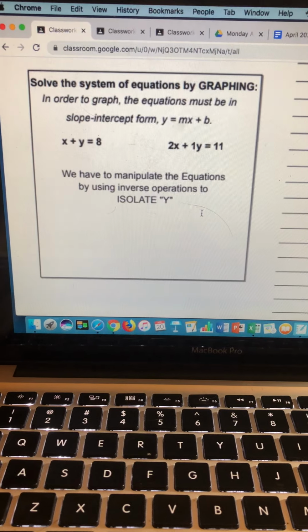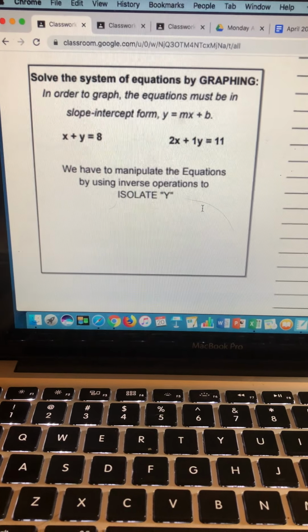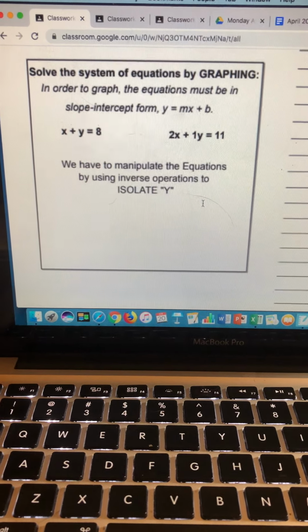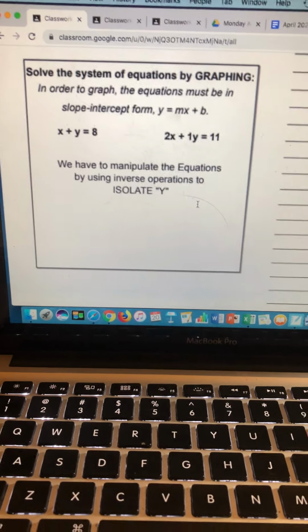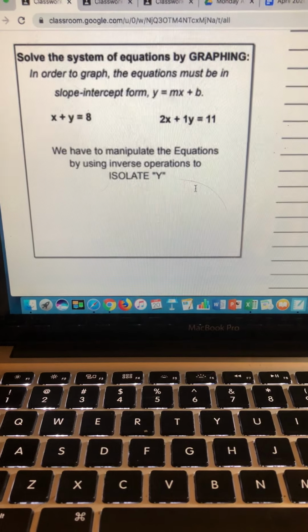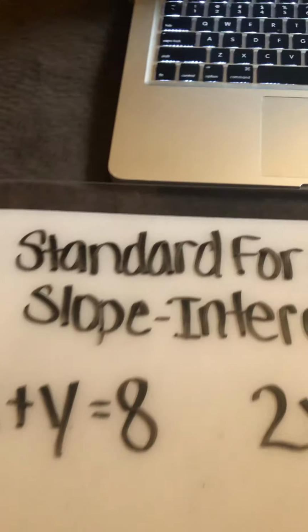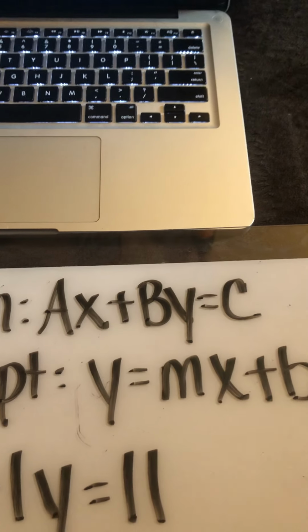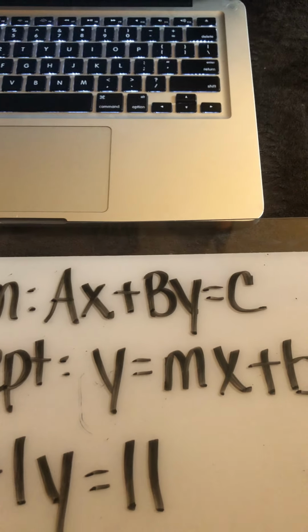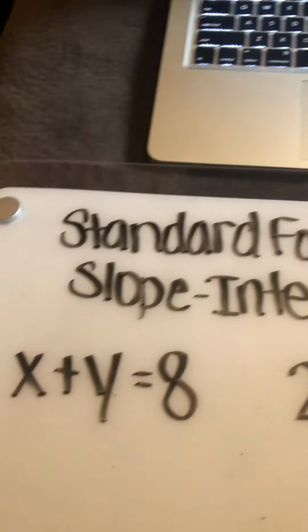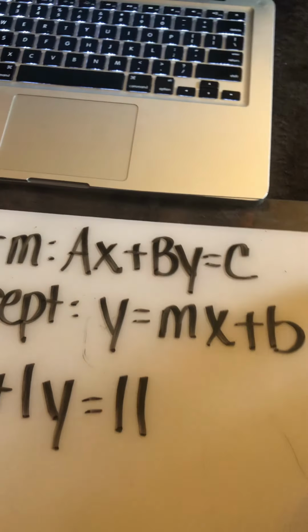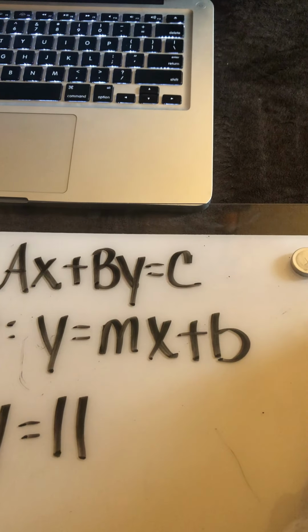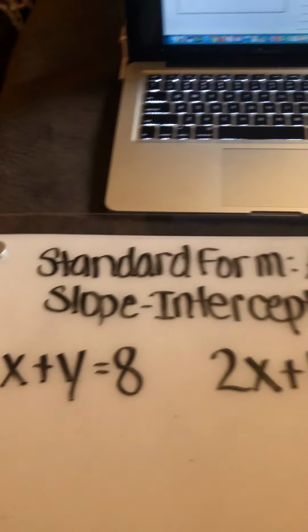So in order to graph when given standard form, you need to manipulate the equations so that you isolate y and they're in the form of y equals mx plus b. So if we're given these two equations, that's what we're going to do. I'm going to remind you that you have standard form, which is in that format, ax plus by equals c, and we want to manipulate them to be in slope-intercept form, which is y equals mx plus b. So we're going to do that by doing our inverse operations to get y alone.